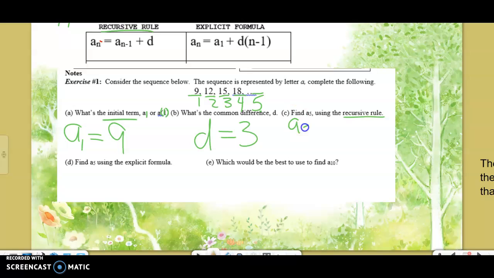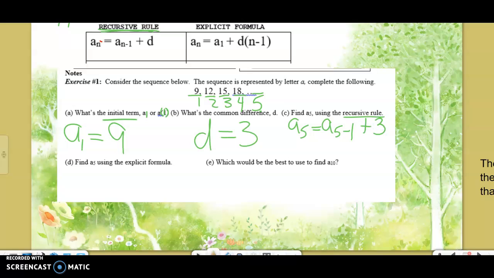So how do we tell a computer to do this math? Well, to find the fifth term, and again, this is the recursive rule, we have to go backwards 1. So we're going to do 5 minus 1, and then whatever that number is, we're going to add 3 to it. We're going to add the difference.